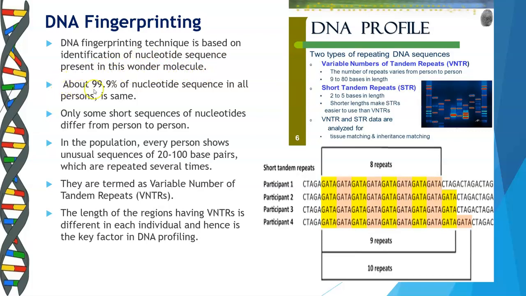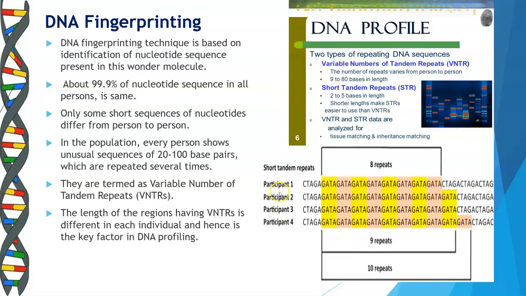About 99.9% of the nucleotide sequences in all persons is the same. Only some short sequences of nucleotides differ from person to person. In the population, every person shows unusual sequences of 20 to 100 base pairs which are repeated several times. They are termed as variable numbers of tandem repeats, VNTRs. The length of the regions having VNTRs is different in each individual and hence is the key factor in DNA profiling.